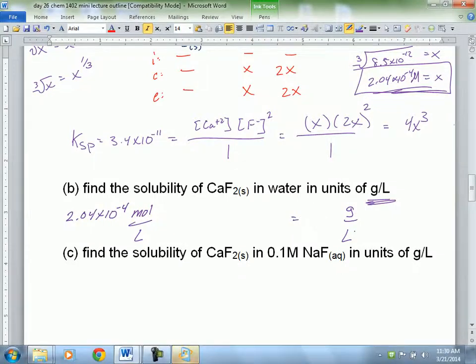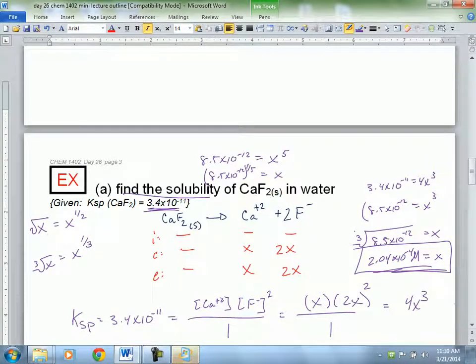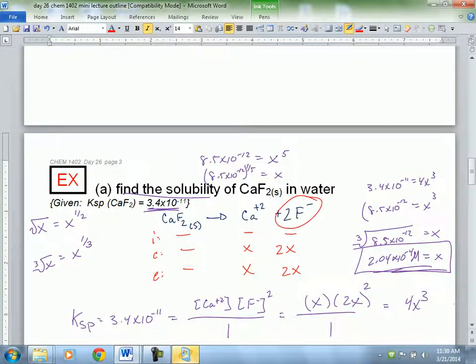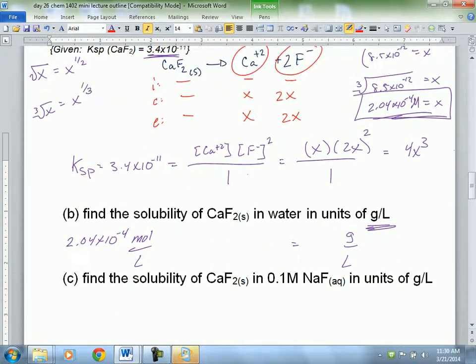Mole bridge is this: 2 moles of this for every 1 mole of that. That's mole bridge. So we're not using mole bridge. We're using molar mass. Okay. So the question is, molar mass of what?